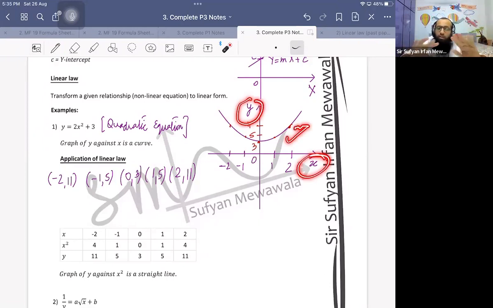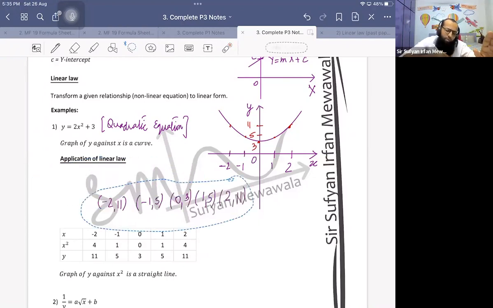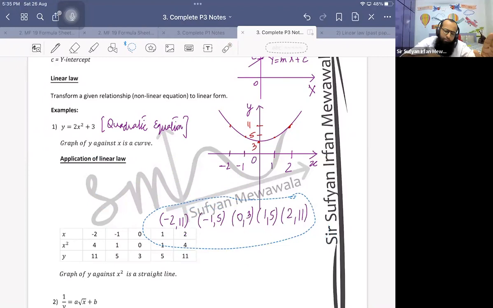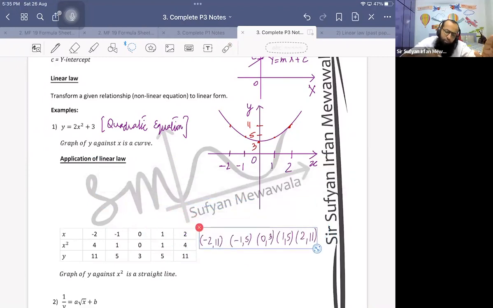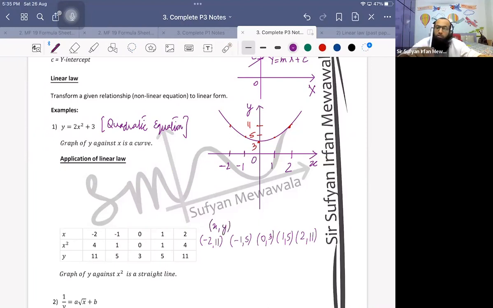Up till now, I have not applied linear law. I'm just telling you the normal routine practice that we were following, in which we used to plot x comma y, with x on the horizontal axis and y on the vertical axis.